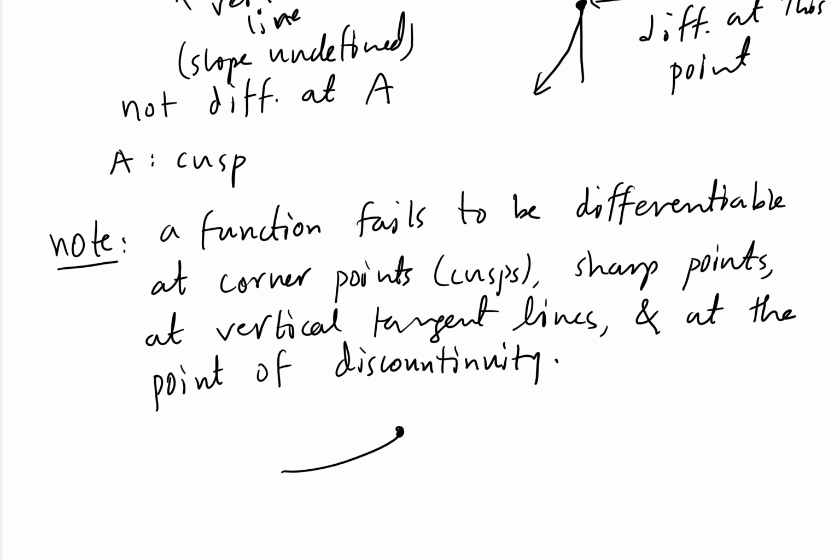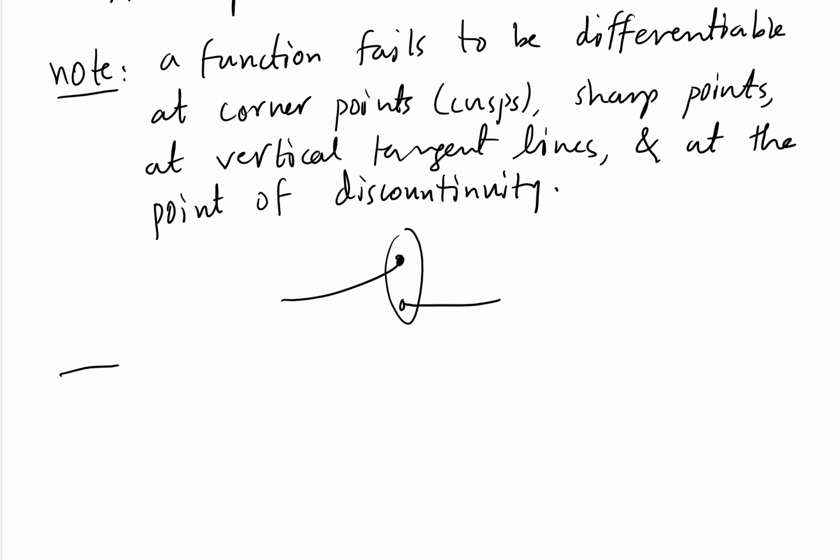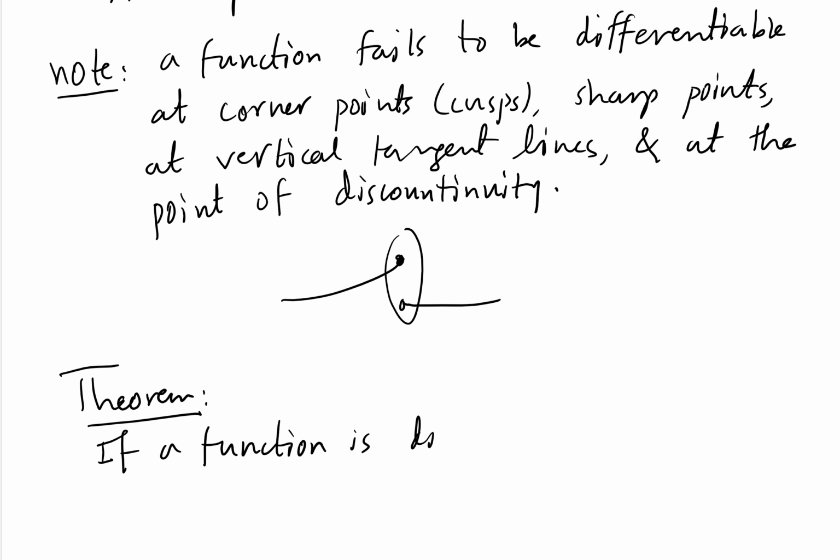So if you have a function like this, at this point the function is not differentiable because it's discontinuous at that point. Important theorem to introduce here. The theorem says if a function is differentiable, then it is continuous. Automatically it is continuous.